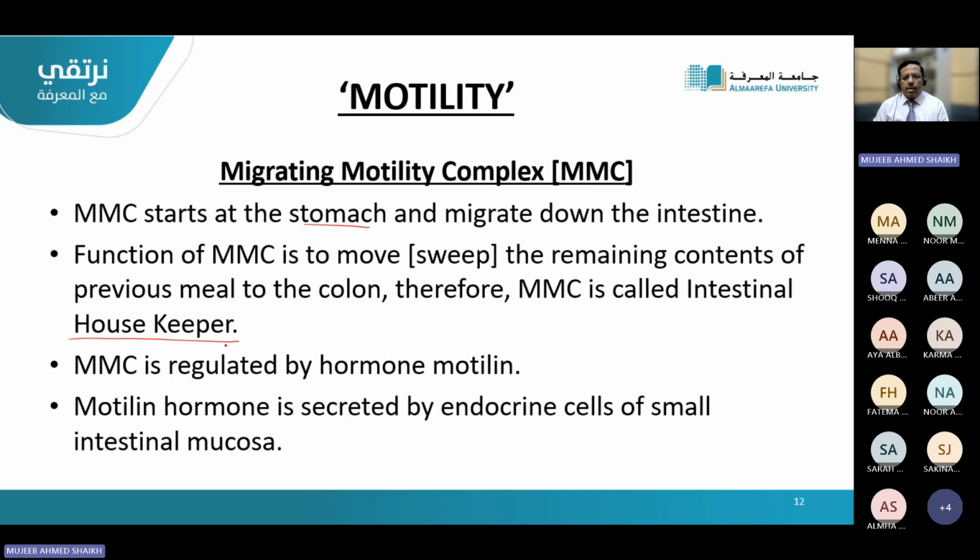It is regulated by the hormone known as motilin. So motilin is secreted from the endocrine cells of small intestine. It is secreted from small intestine only, and it will be acting on a small intestine only to cause the repetitive contraction, peristaltic contraction, to clean it. This is the action of motilin.